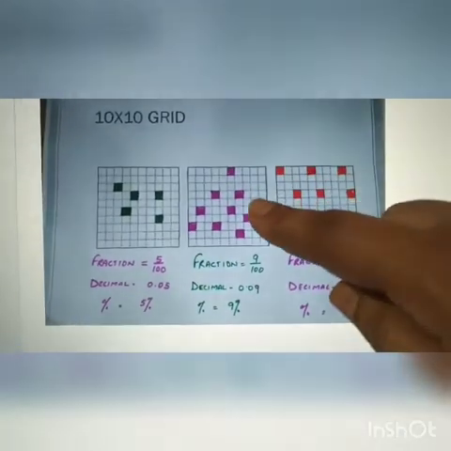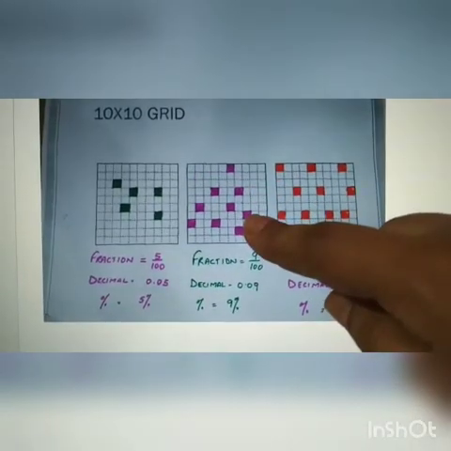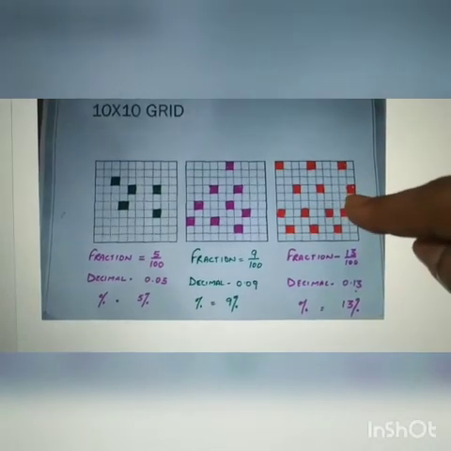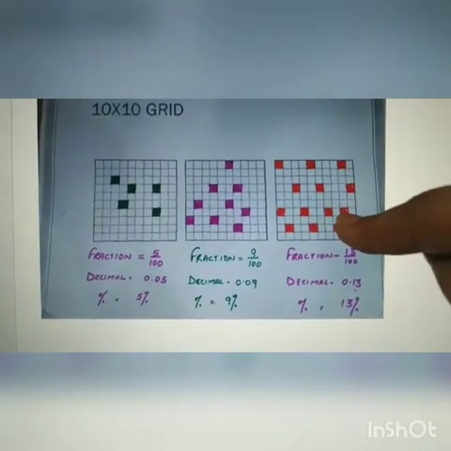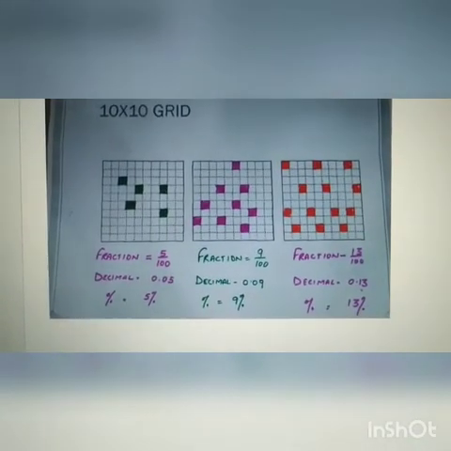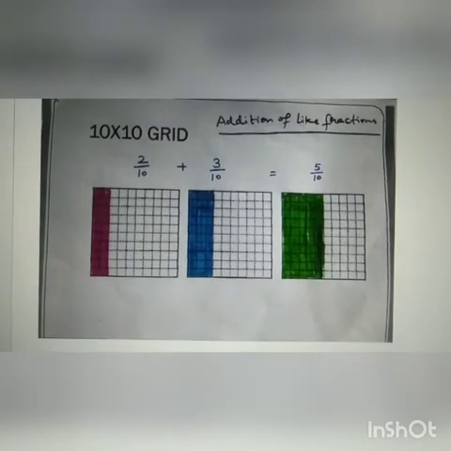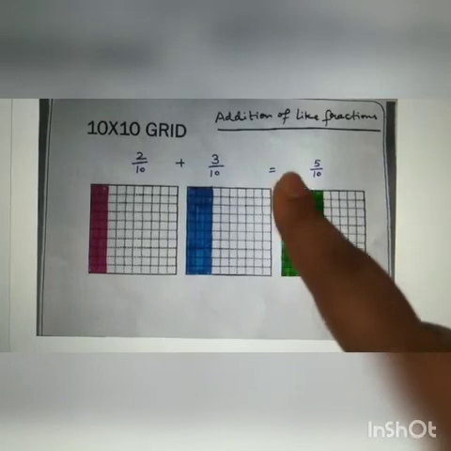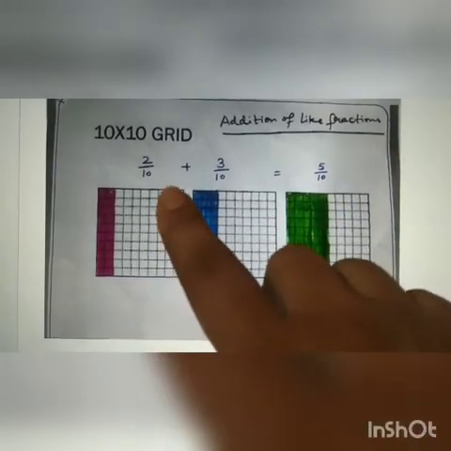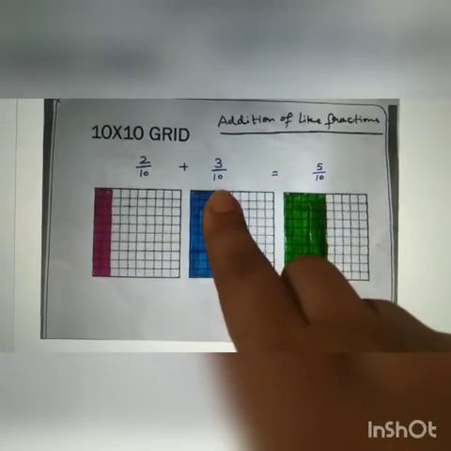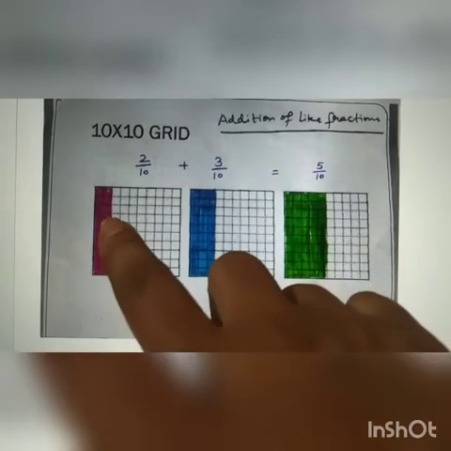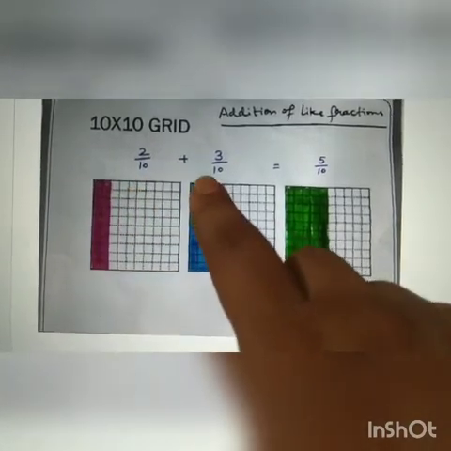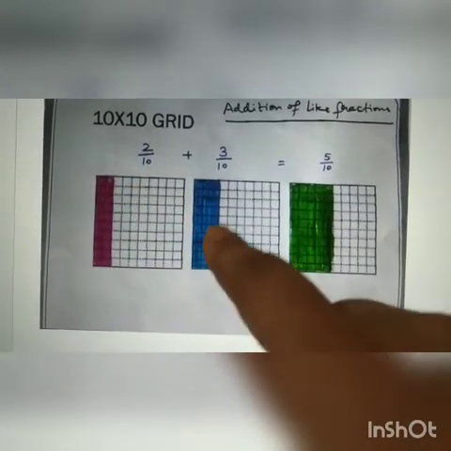Okay. Similarly, you have colored here 9. So you will write it as 9%, and similarly 13 you have colored here. So it will represent 13%. Next is how you can use this 10 cross 10 grid to add like fractions. Okay. 2 by 10 plus 3 by 10. 2 by 10 means you have to color 2. Okay. 3 by 10 means you have to color 3.